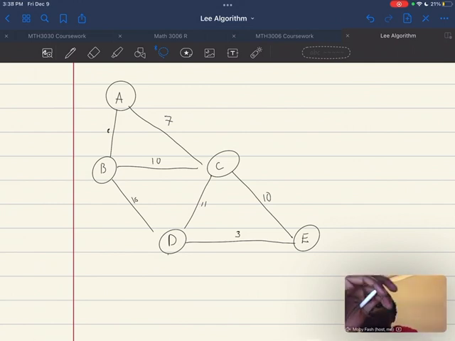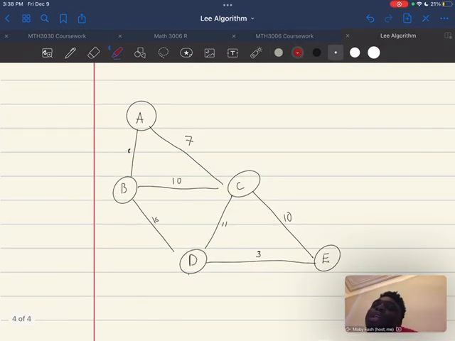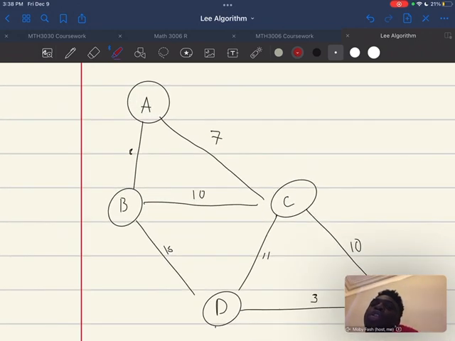So let's use this tree as an example and use this highlighter to highlight the paths that are chosen. So initially, A will be evaluated and it has two neighbors, essentially B and C.